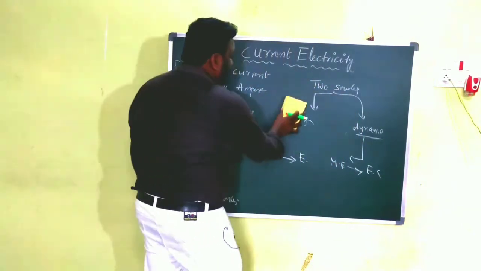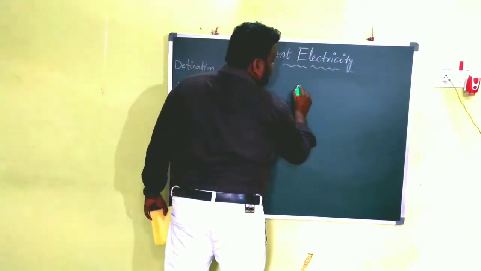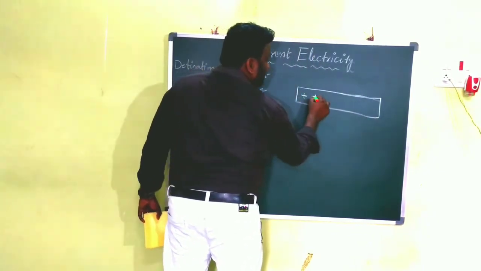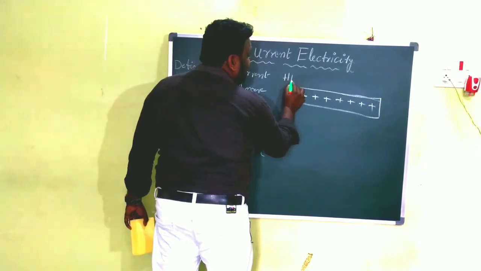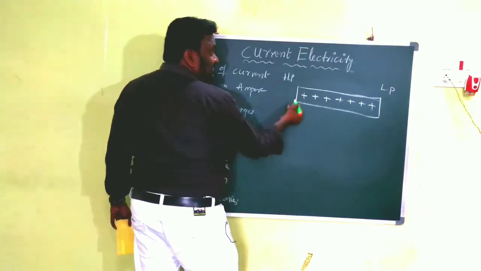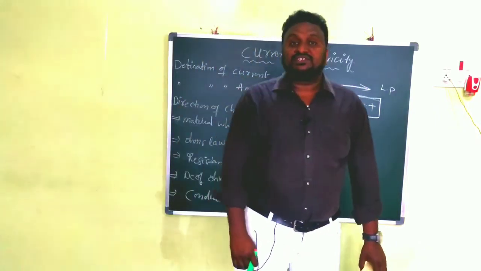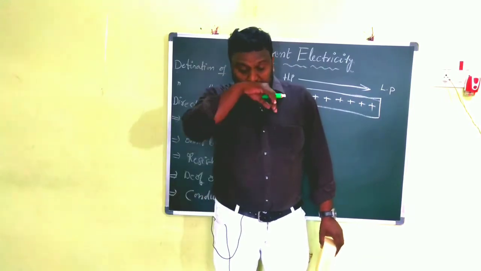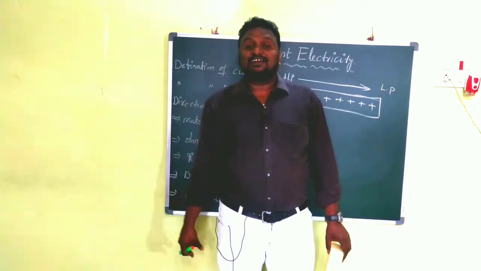That means here the moving of charges. For example, here I am showing that this is the conductor. Here positive charges are there. Positive charges we are showing like this. And here I am showing that this is the higher potential and this is the lower potential. In that conductor, the positive charges are moving from higher potential to the lower potential in a circuit. Clear? That is commonly known as conventional current.